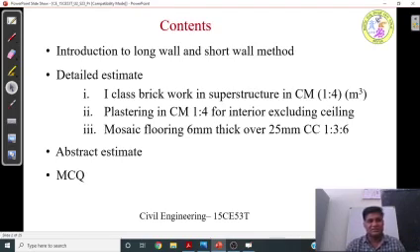So in this session, there will be a small introduction to the long wall and short wall method, and I am explaining how to calculate the quantities of brickwork in superstructure in cement mortar 1:4, and this measurement will be done in meter cube, followed by how to calculate plastering in cement mortar 1:4 for interior excluding ceiling, and mosaic flooring 6 mm thick over 25 mm cement concrete of proportion 1:3:6, followed by preparing the abstract estimate for arriving at the final amount of the estimate, and a small multiple choice question test.